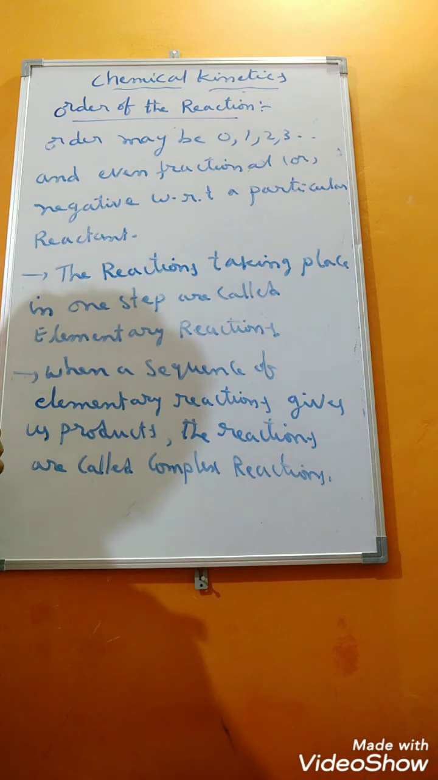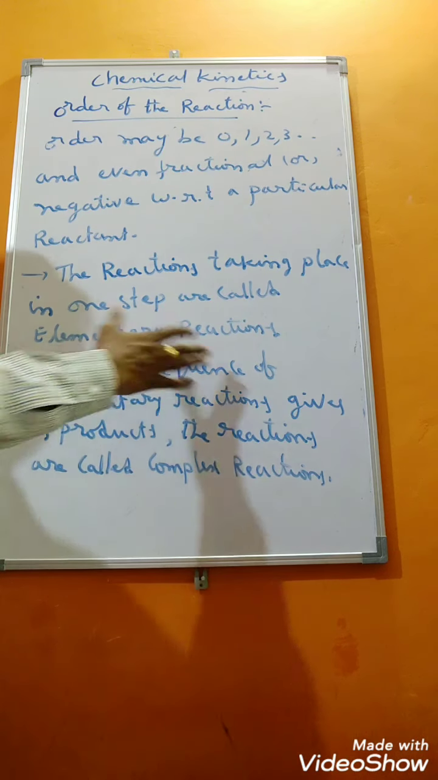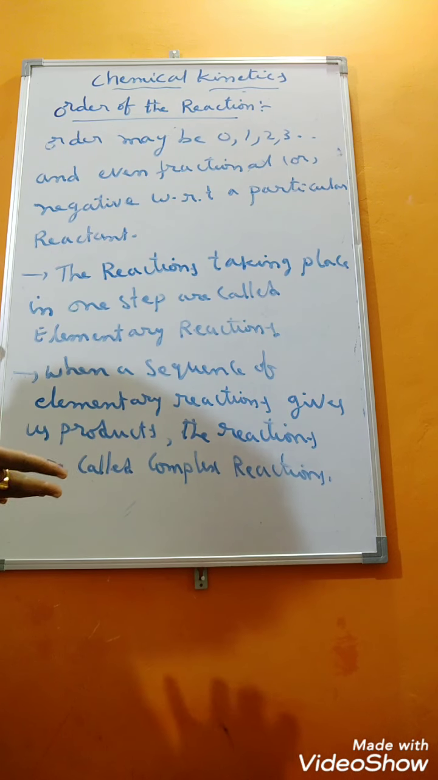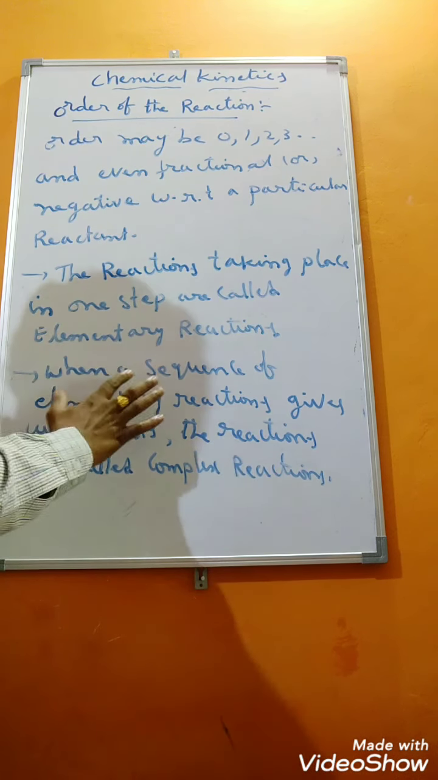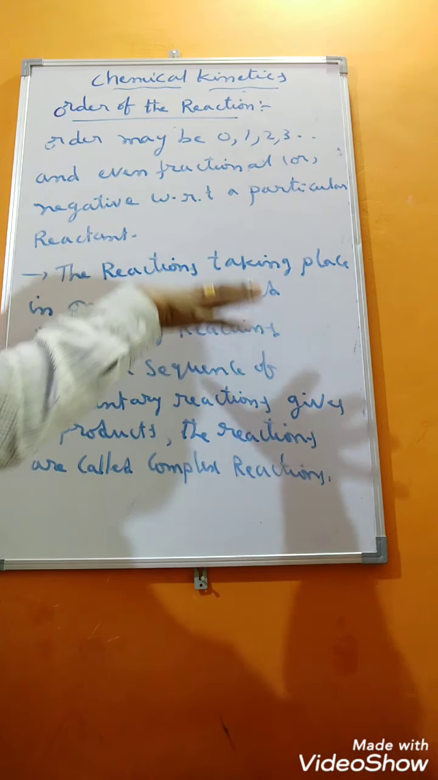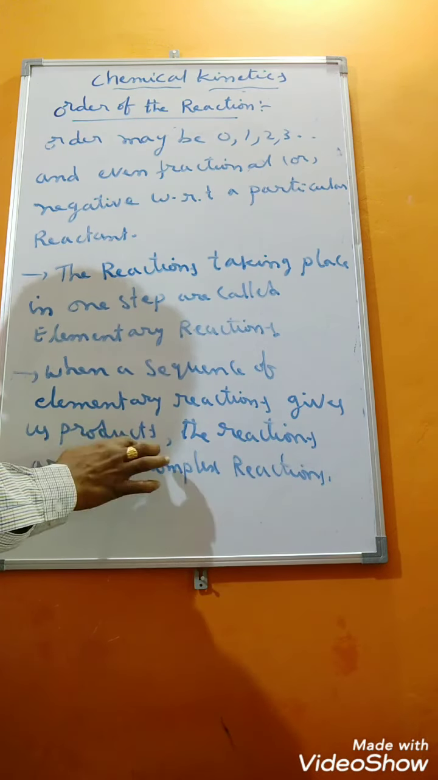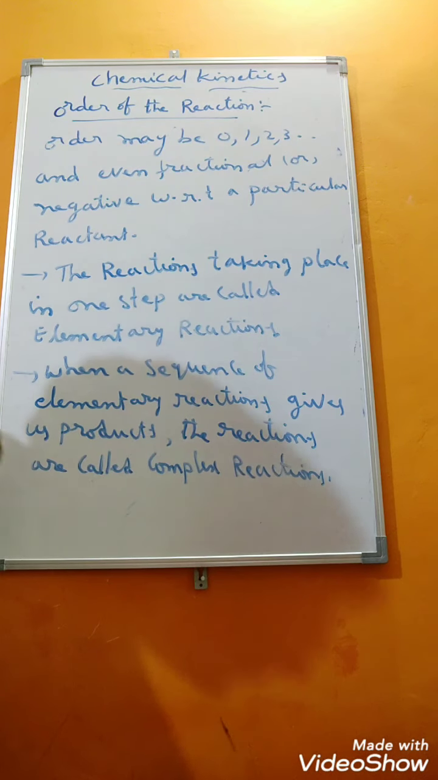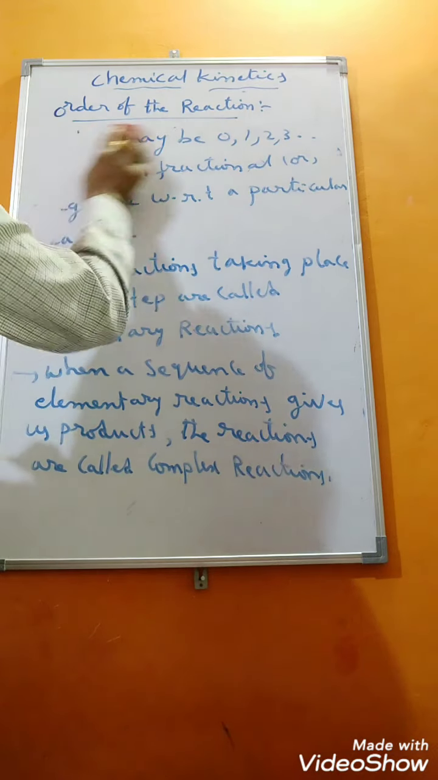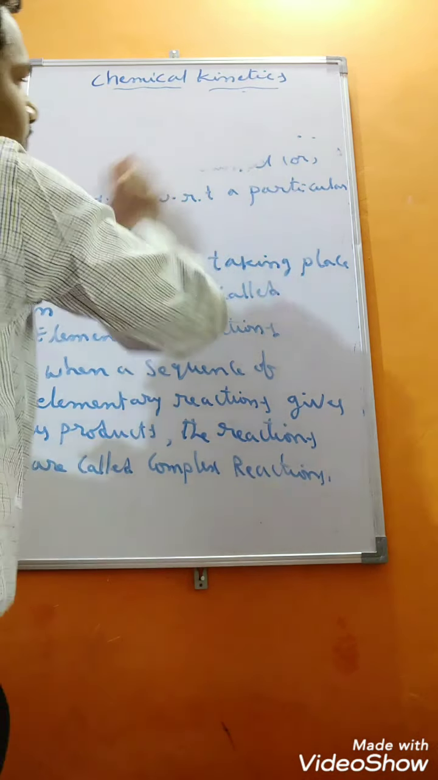If the reaction takes place in many steps, that means what? A sequence of elementary reactions, that we can call the mechanism of that reaction, right, students? If it takes place as a sequence of elementary reactions, and after many such steps we get products, such reactions we can call complex reactions, students.